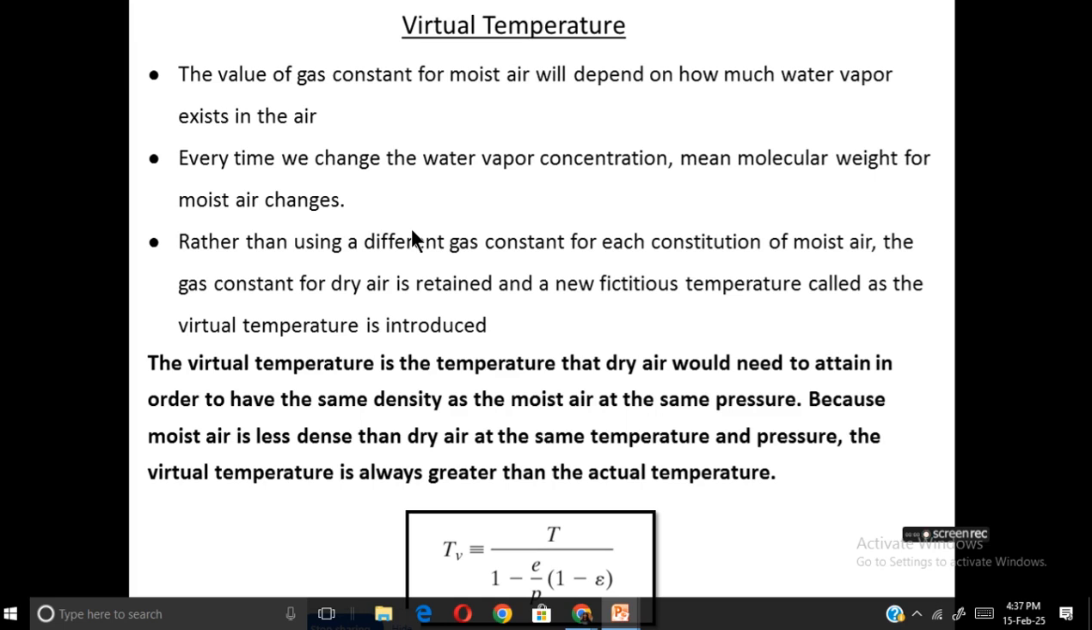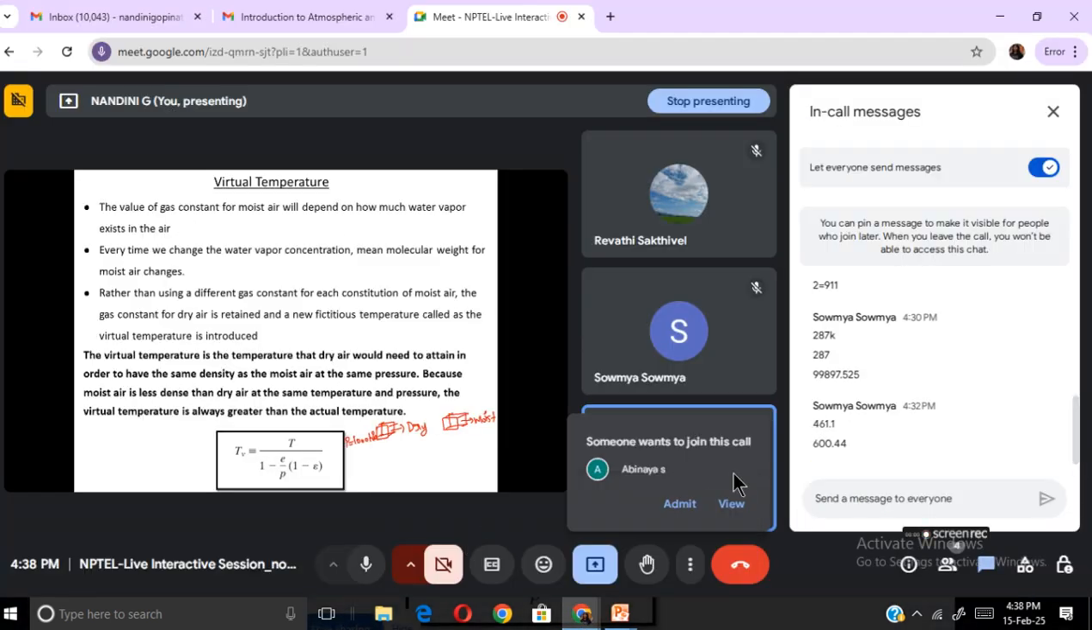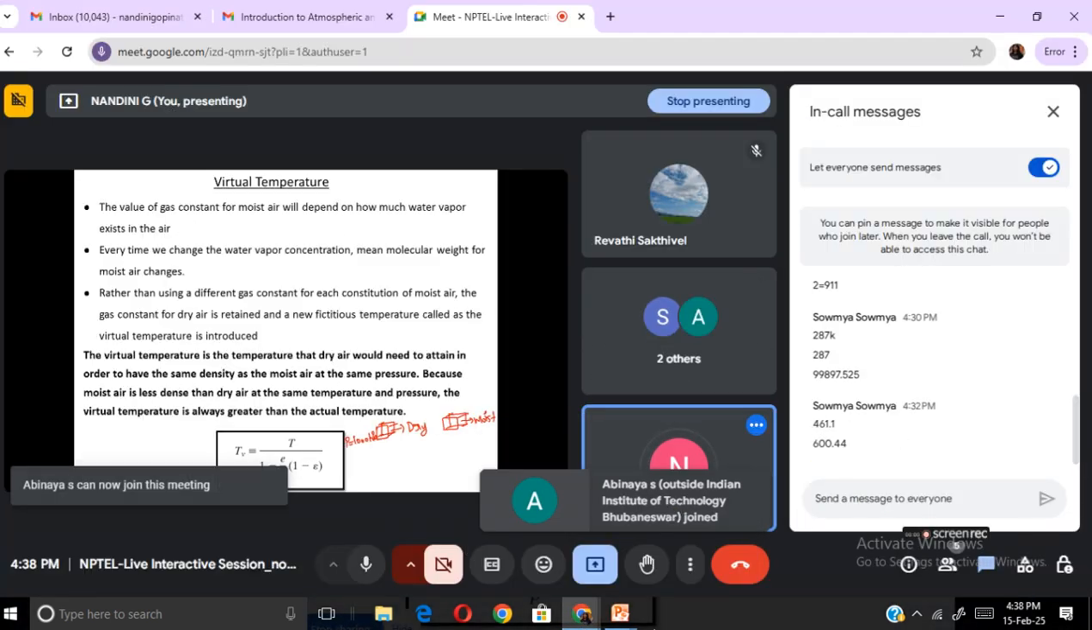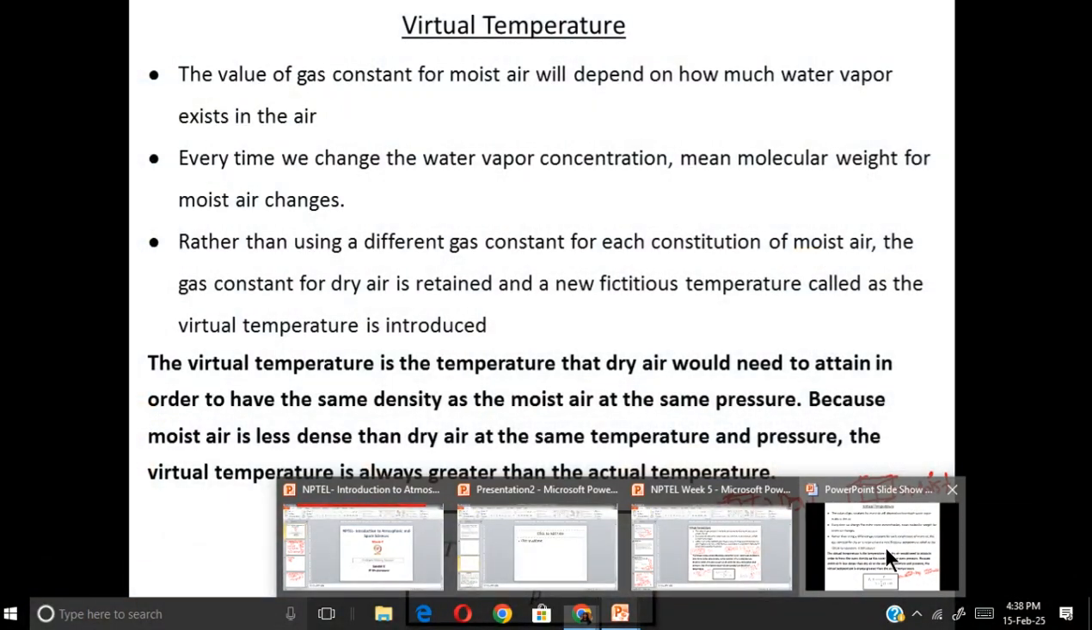Consider that we have a dry air parcel. This is dry, and then we have a moisture parcel. This is moist, which means it has some amount of dry air plus some amount of water. Both are at the same pressure. Suppose both are at a pressure of 1000 hectopascal. Which will have more density, dry air or moisture?